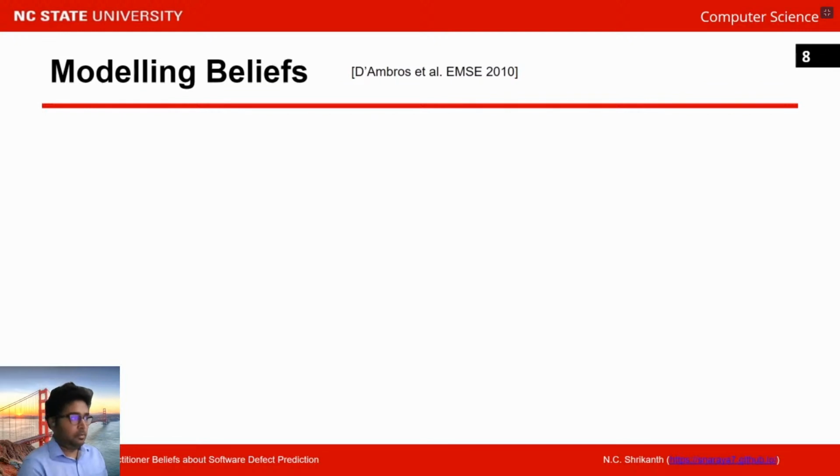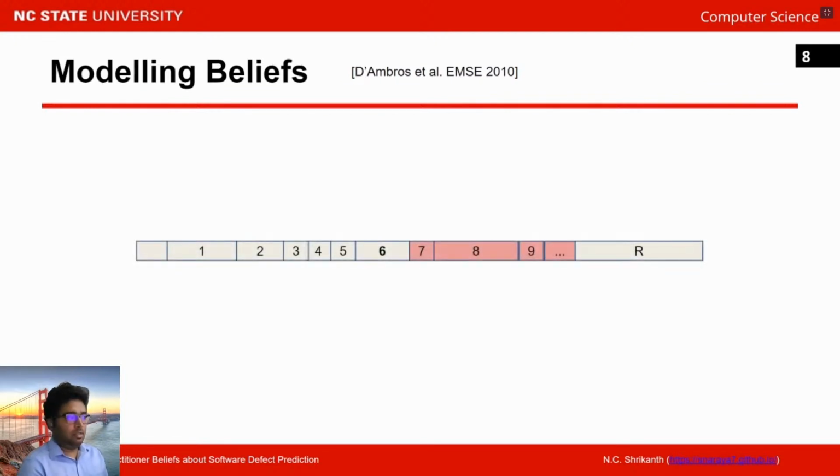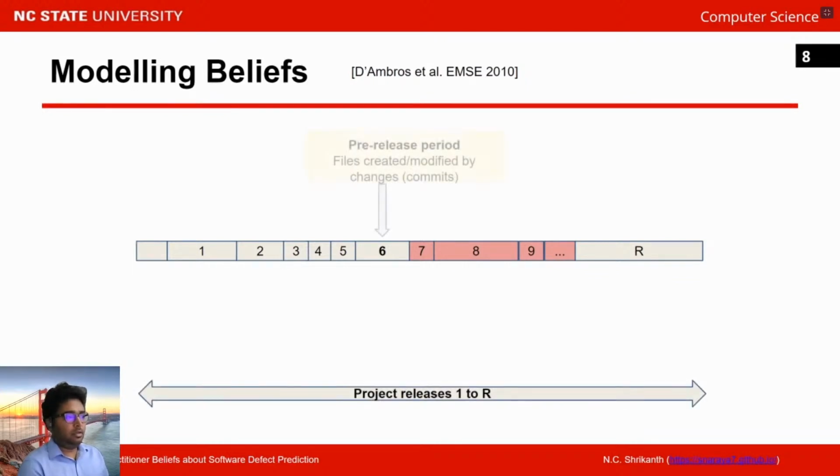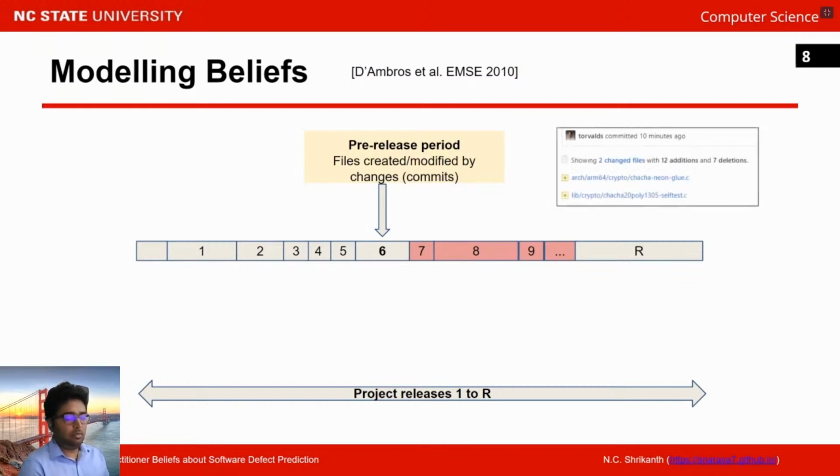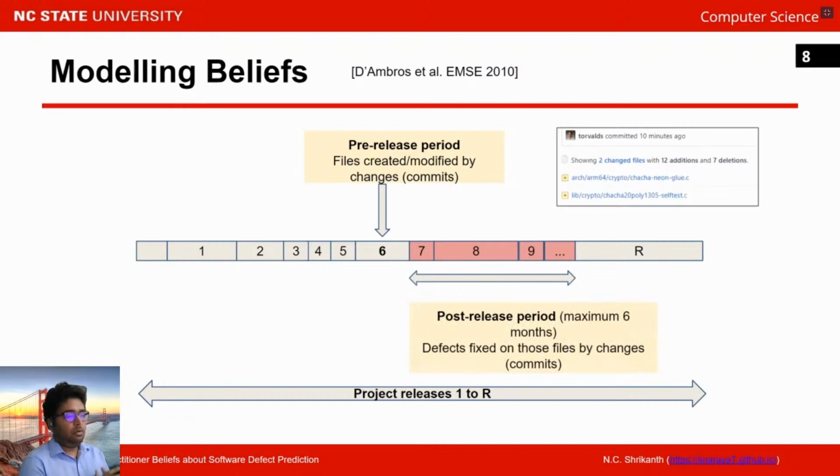prediction. So our approach is pretty simple: you assume that you have a project with R number of releases, and you want to predict defects caused by the files that changed in, say, release number 6, or commits in the modern era. And then you want to measure the belief metric on release 6, and you want to correlate between the post-release defects after the release. That's our central approach.